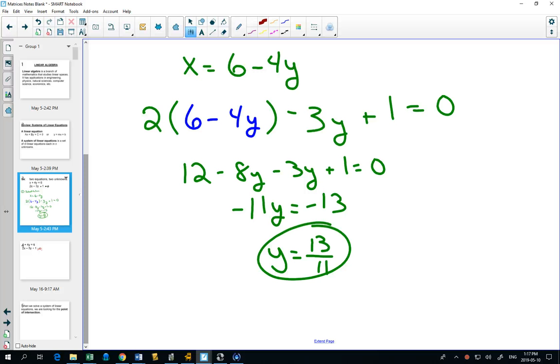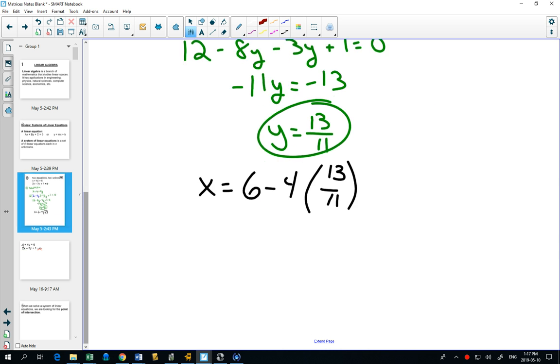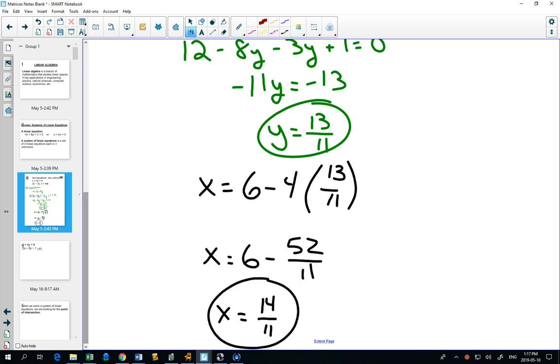Once you have one of your values, you then can substitute that value back to find out what x is. Since we got x by itself and x is equal to 6 minus 4y, we can now say x would equal 6 minus 4, and instead of y, I can plug in the 13 over 11. 6 minus 52 over 11. If I change that to 66 over 11, I would get x is equal to 14 over 11. A nice start with lots of fractions.